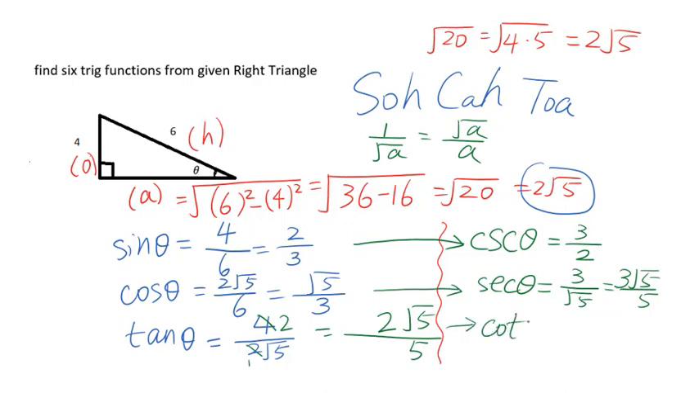For cotangent theta equals, we can flip this one to make things easier. That is the square root of 5 over 2. You can flip the other one, but you will do more work to get square root of 5 over 2. So before you flip, you need to check which number is better to flip.